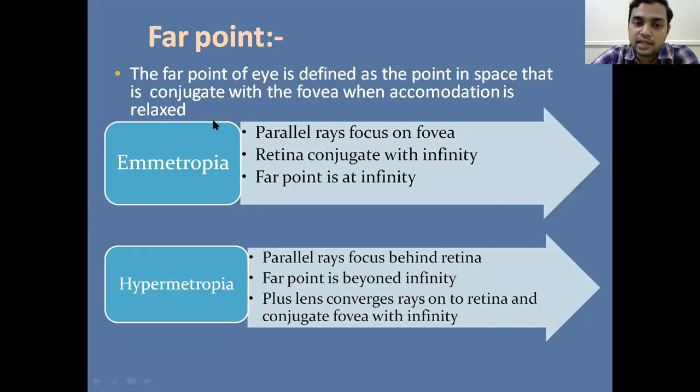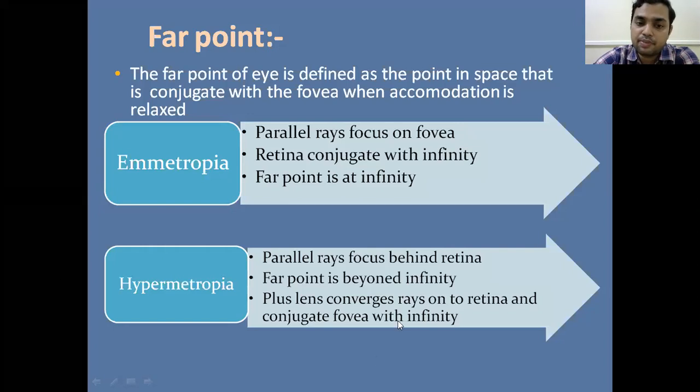In emmetropia, as the parallel rays focus on the fovea, the retina is conjugate with infinity and the far point is at infinity. So in emmetropia, as the parallel rays of light are focused onto the retina, the far point is at infinity. The retina is conjugate with infinity. The infinity here is the far point, and the far point is conjugate with the fovea.